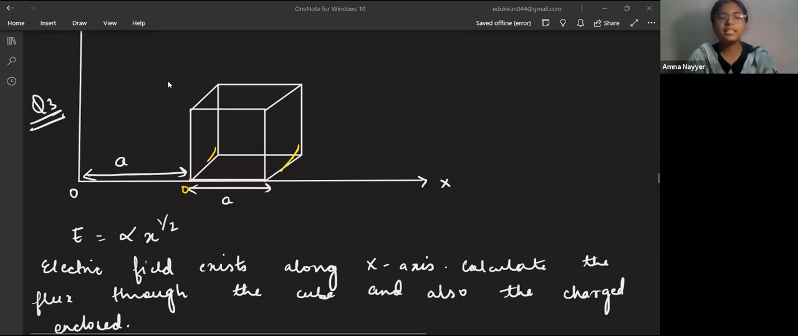Yes, class. So in the last class, we had left at this question. No, this was a question from electric flux. So quickly, let us see the solution so that we can start with the last part of electric flux, that is application of Gauss theorem.